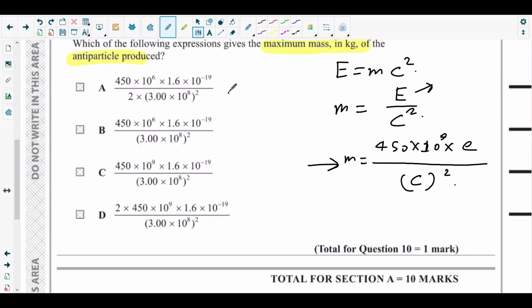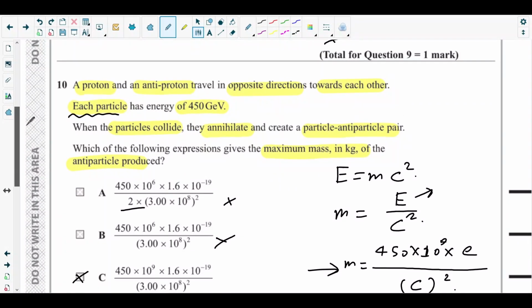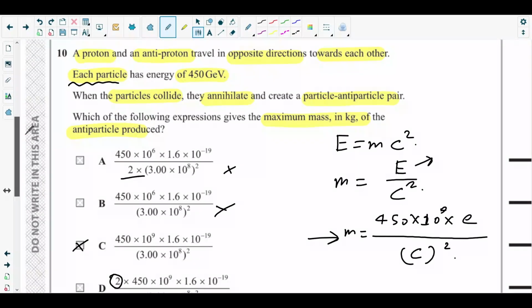No, this one is not, because it says 2 and also 10 to the power 6. No, this is not possible. C says 450 times 10 to the power 9 electron-volt over c squared. C is the answer. C is the correct answer. D is also not. It says 2, which is making it doubled. No, D is not the answer. So the only possible answer for the last MCQ of this paper is C. Fine.